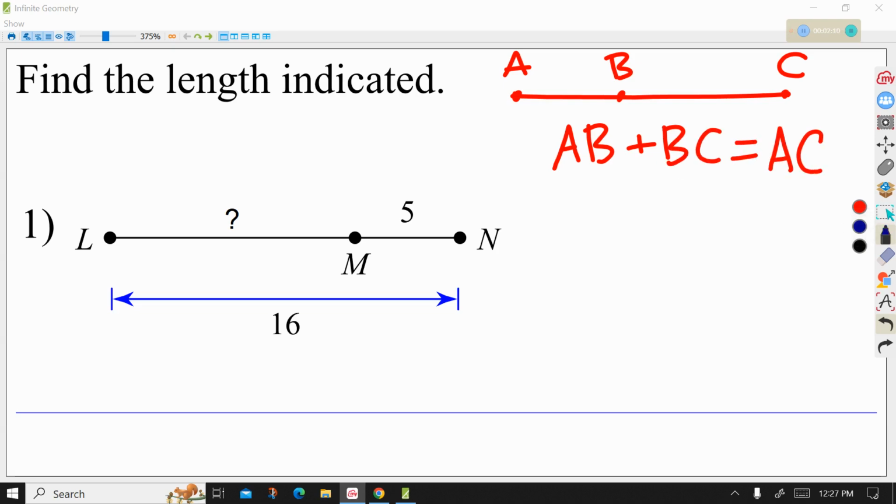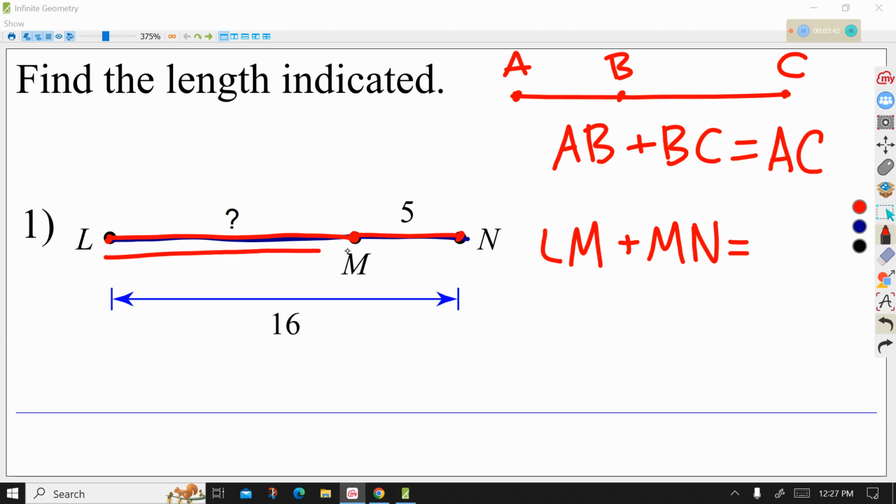So what would be true in this case? Because now I have different points. I have L and then M and then N. So the line segment addition postulate says that if I add up the two pieces of a line, I'll get the whole line. So what we would write is that LM, this part of the line right here in between L and M, and then we have MN, this distance from M to N. If I add up the two pieces of the line, I should get the whole line, and the whole line is LN.